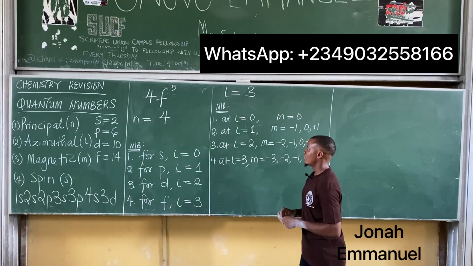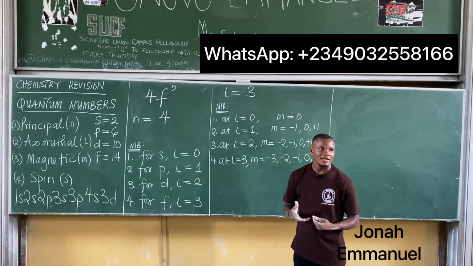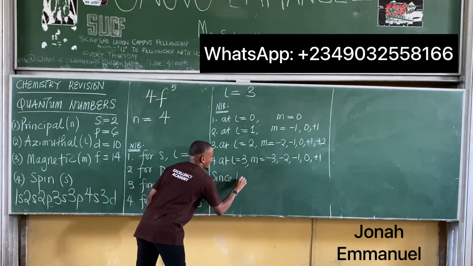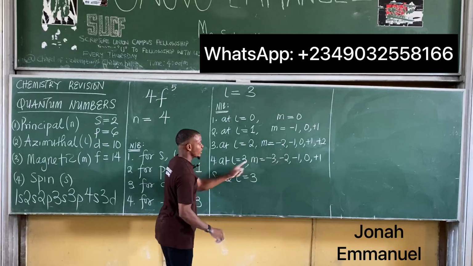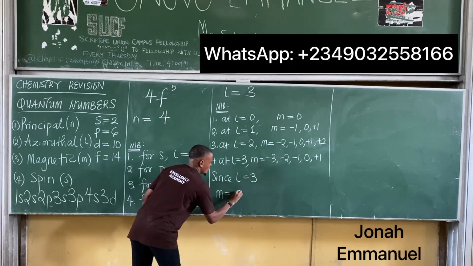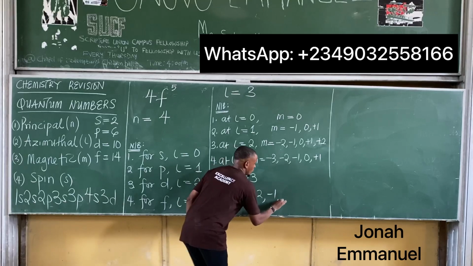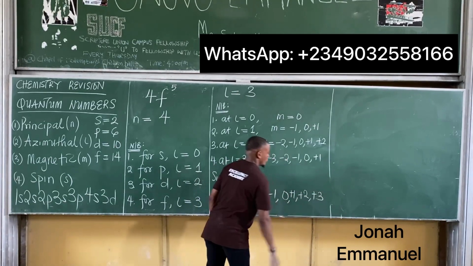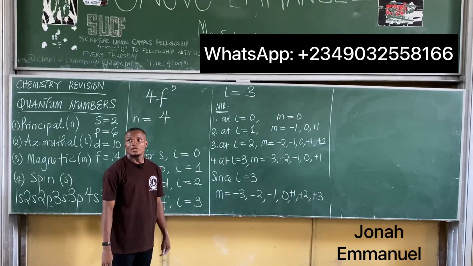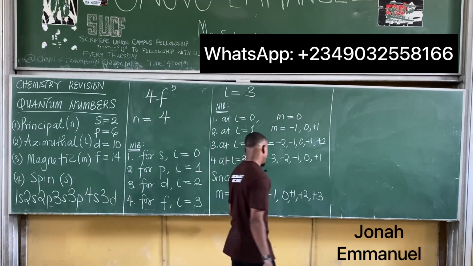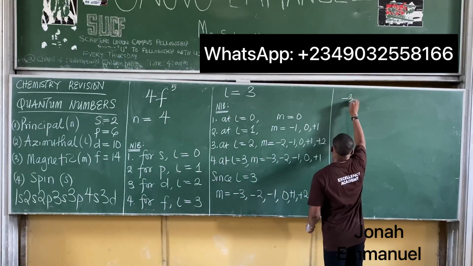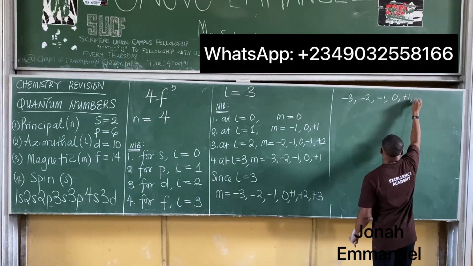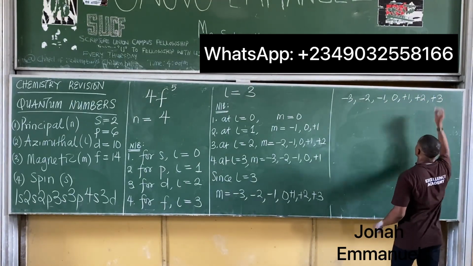I've gotten azimuthal. Next up, get magnetic. Since L is equal to 3, what will be the range for M? M will be equal to minus 3, minus 2, minus 1, 0, plus 1, plus 2, plus 3. I will list this out to get the correct value of M.